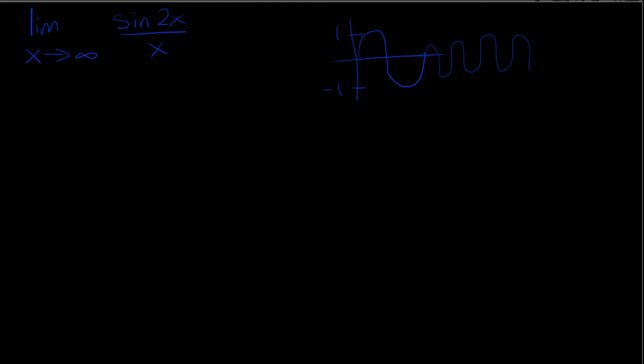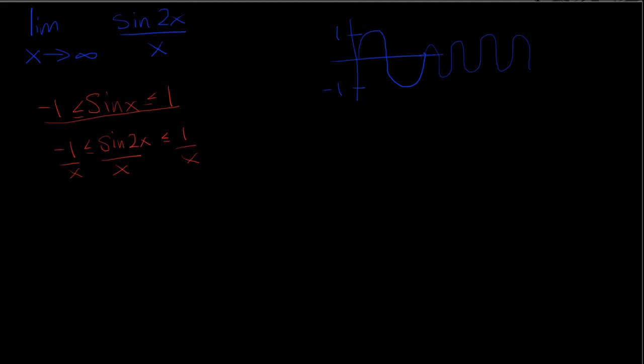So the way to do this problem is to use the squeeze theorem. In general, we know that sine of x is between -1 and 1 for any x. So even if I double x, that's still true, since we said it works for any x. Now if I divide everything by x, I have -1 over x less than or equal to sine 2x over x less than or equal to 1 over x.